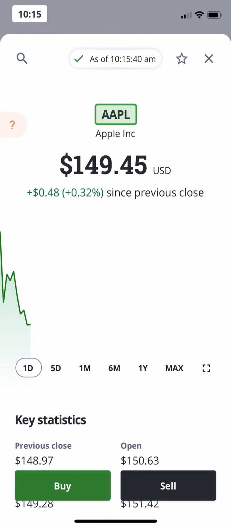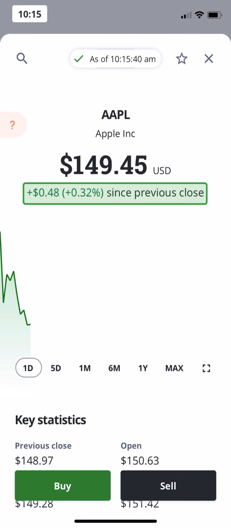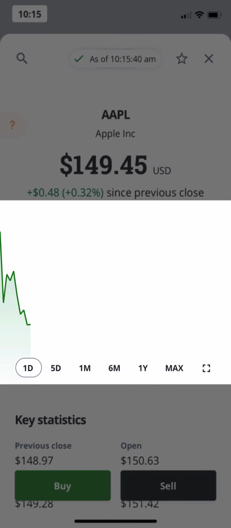Here, you can see the stock symbol, the company name, the current stock price, which is updated as the page was loaded, and how much the price has moved since the end of the last trading day. You'll also see a graph showing the stock's price movements. This shows you the price changes during the current or last trading day by default.